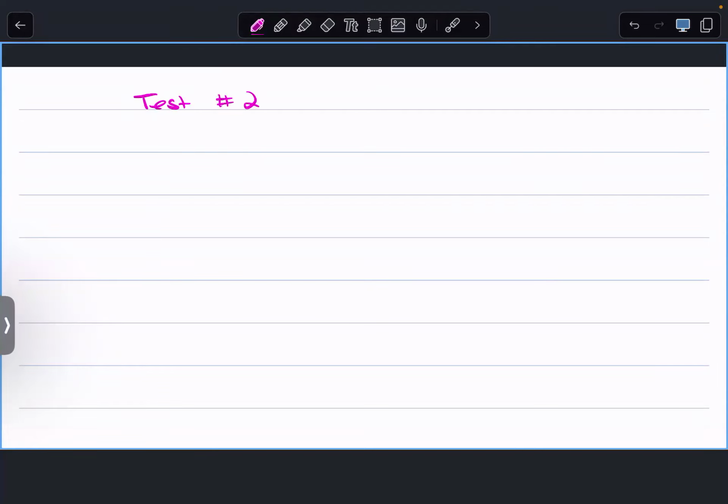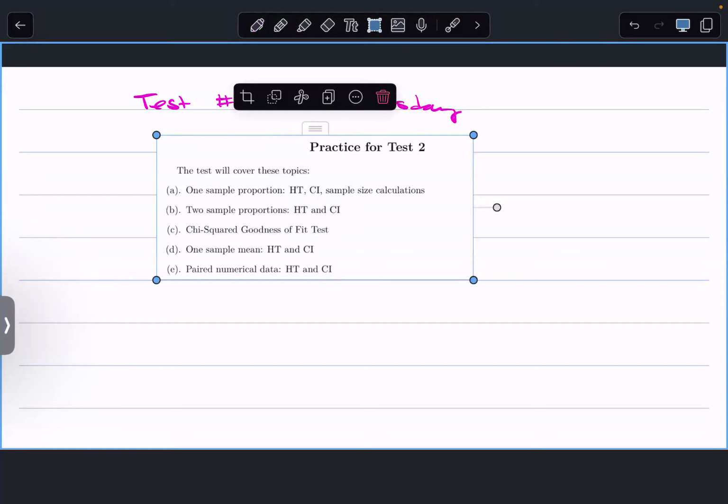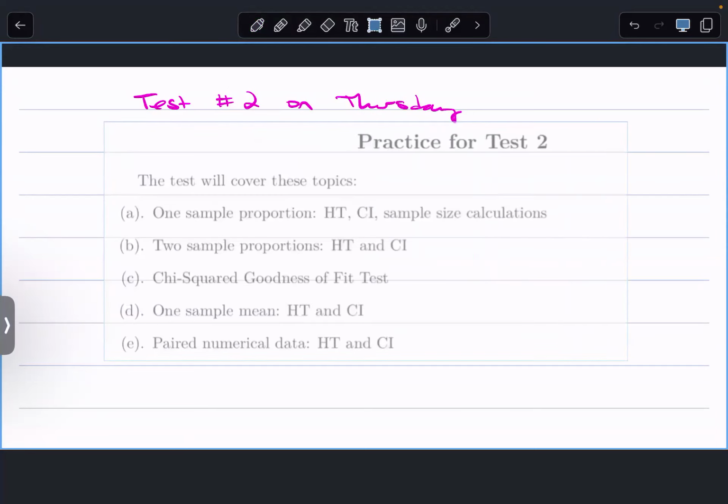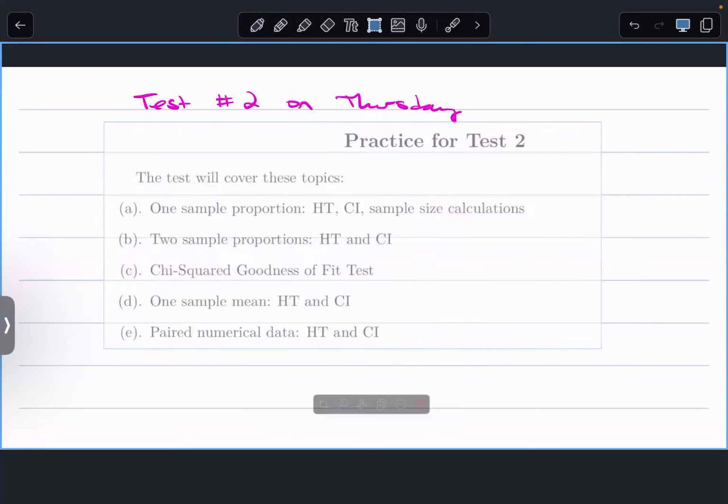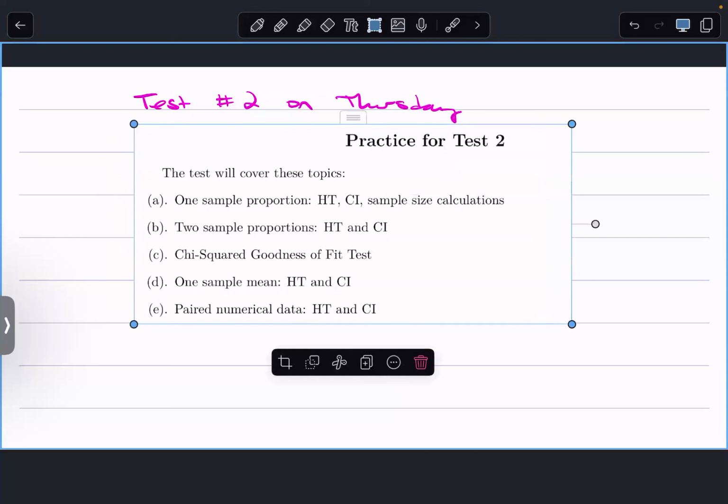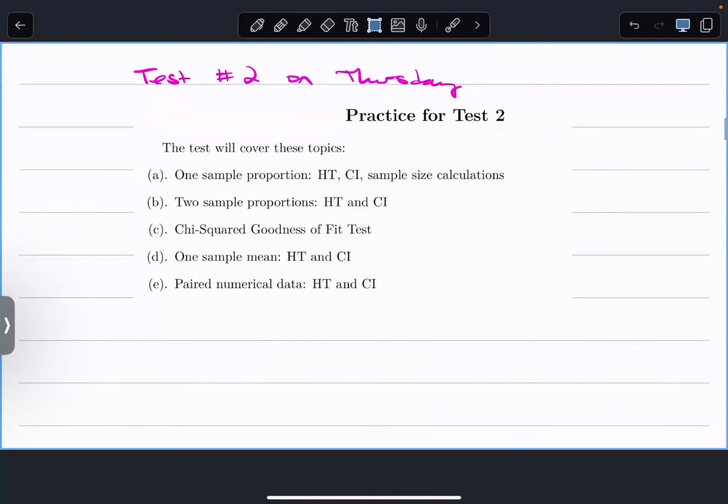So test number 2 is on Thursday. And I gave you that practice document. And no, I still haven't posted the solutions with the T table. I did post the solutions with the Z table. I'll update the ones with the T table. But you can use either on the test and it doesn't matter to me. I'll know either way.